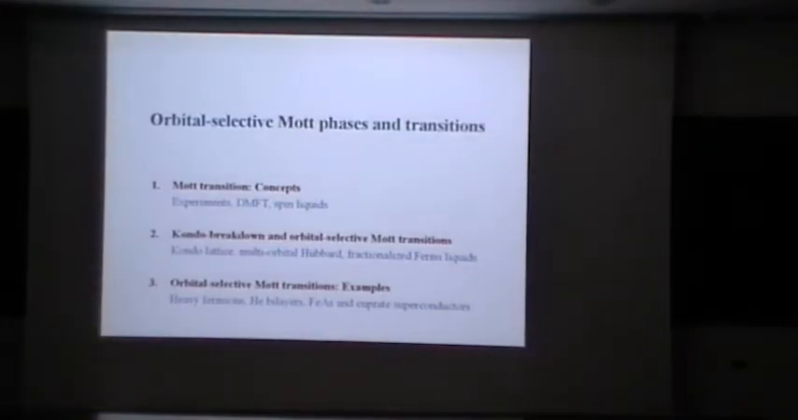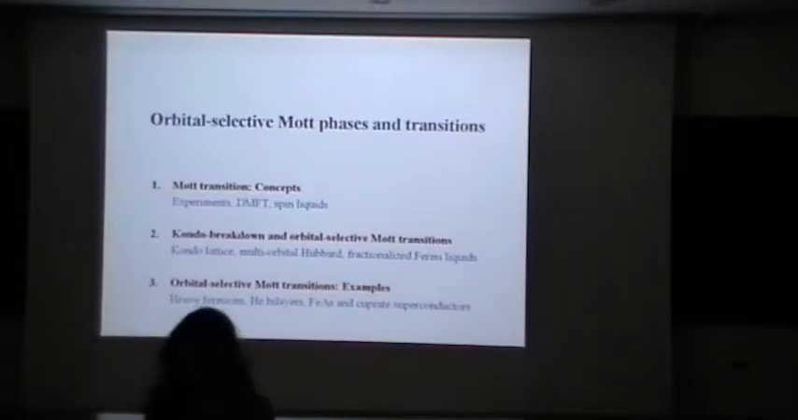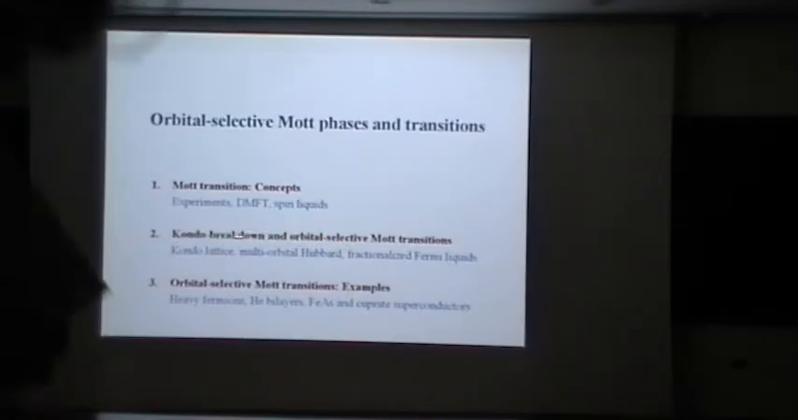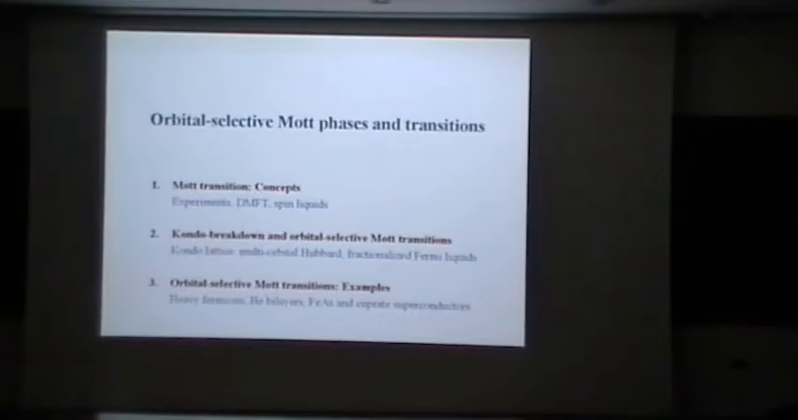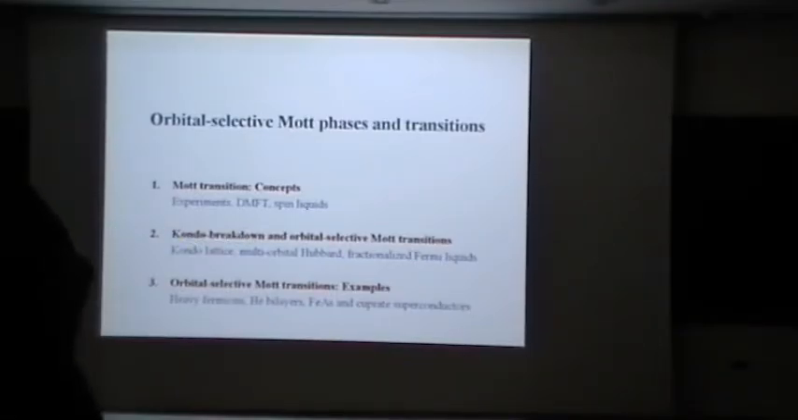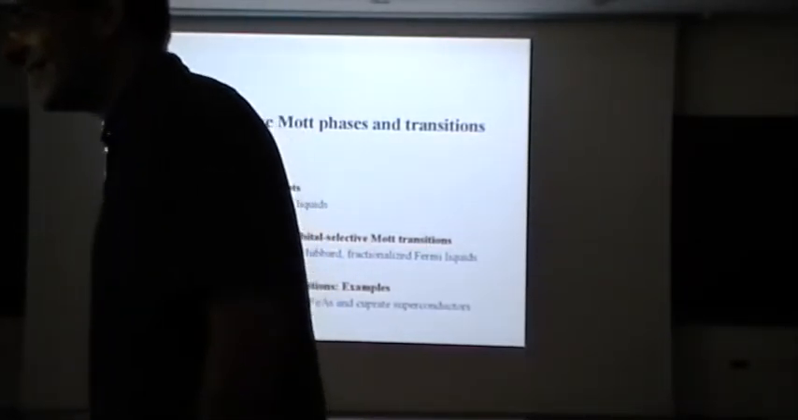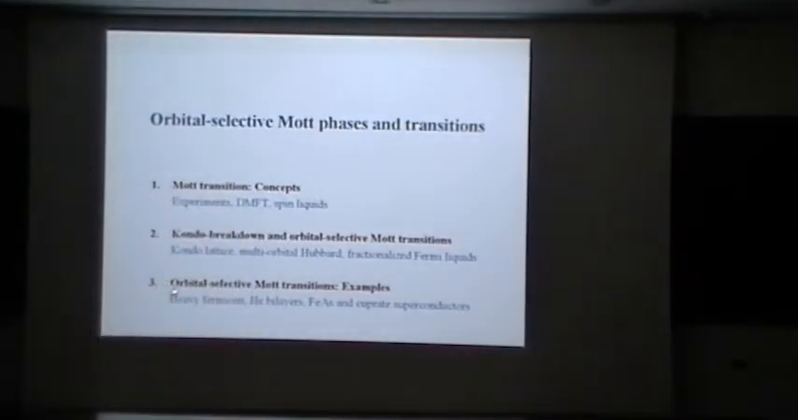Last time, the day before yesterday, I was mainly discussing the concepts of Mott transitions so far in a single-band model. Today I will mainly cover conceptual aspects of orbital-selective Mott transitions, also connected with the phenomenon of quantum breakdown in heavy fermion systems. This will more or less cover all of today's lecture, and concrete experimental examples where those transitions might occur are referred to the last lecture tomorrow.